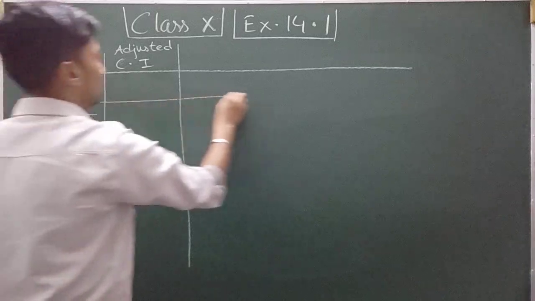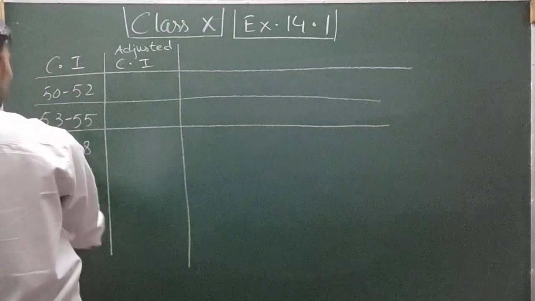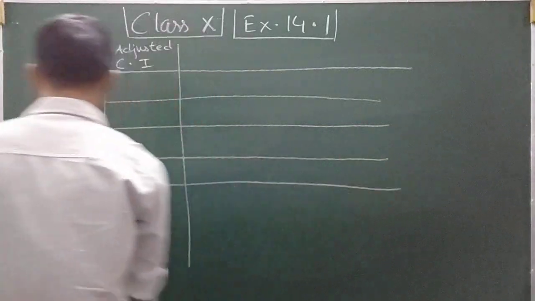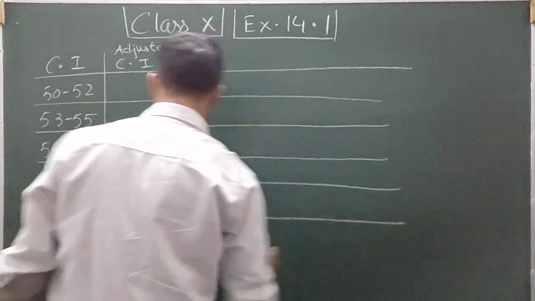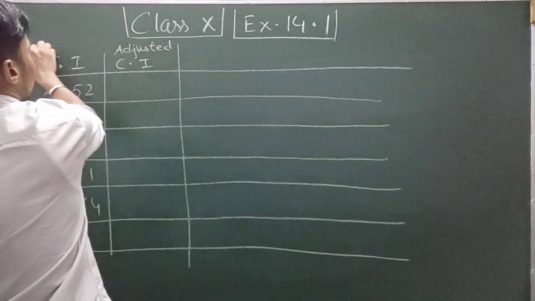Okay, so which method are we going to use? We can use any method. I'm going to use step deviation method. You can use assumed mean method also, but I'll use step deviation method. That is, as I say, it is easy to calculate.